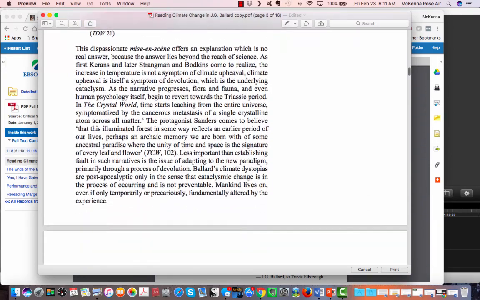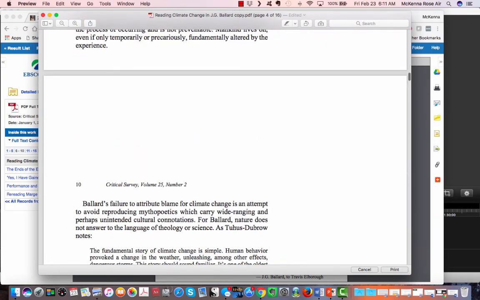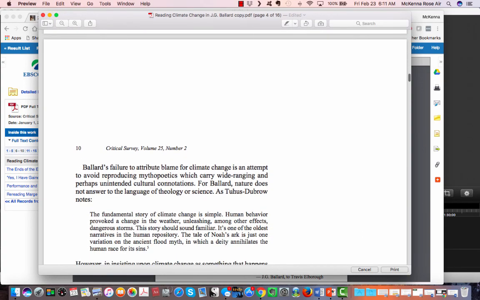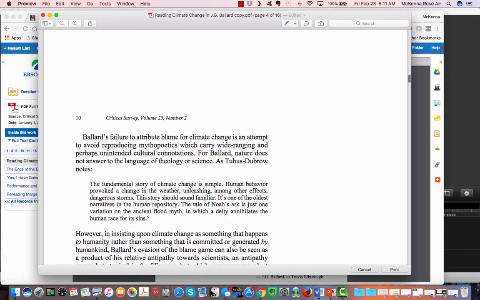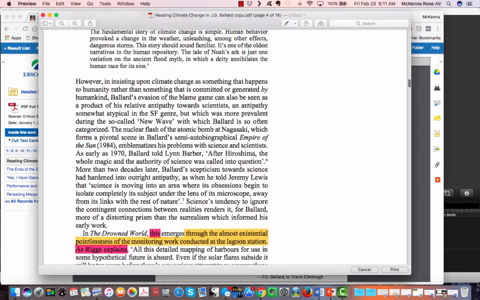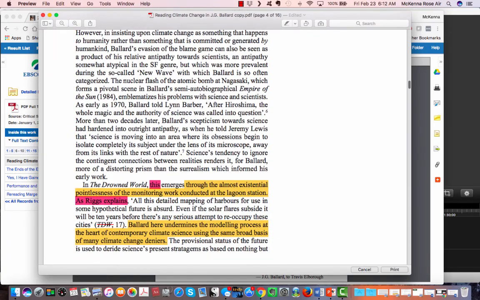So our author has made his claim, located his argument within a larger context, defined his terms, and now has moved into an analysis of the text itself.